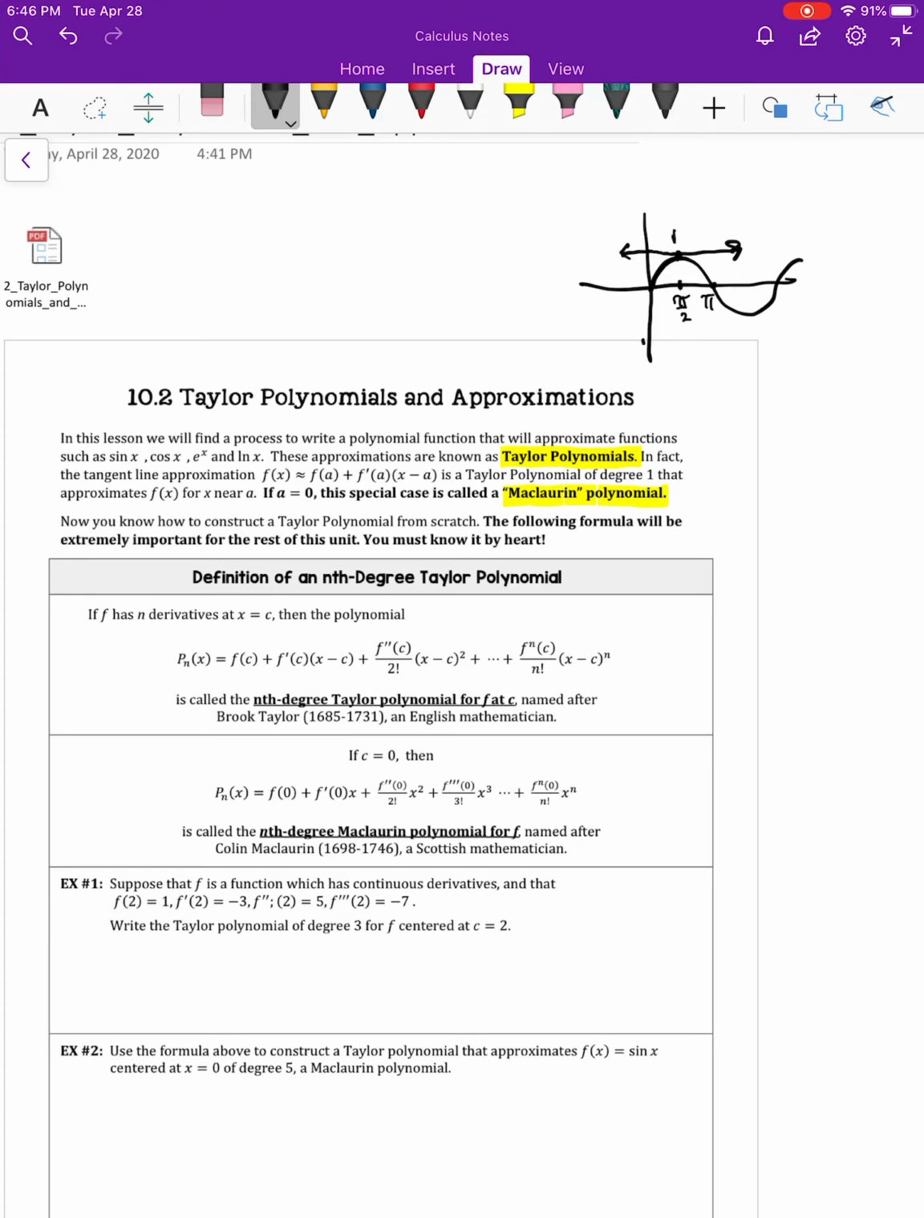If I chose something like pi, my equation of my tangent line is going to be like that, right? But that's the first of your Taylor polynomial. These are both Taylor polynomials because they're centered at x equals pi over 2 or x equals pi. If I centered it at x equals 0, this is my first Taylor polynomial because it's the equation of the tangent line. It would be considered a Maclaurin polynomial because it's centered at x equals 0.